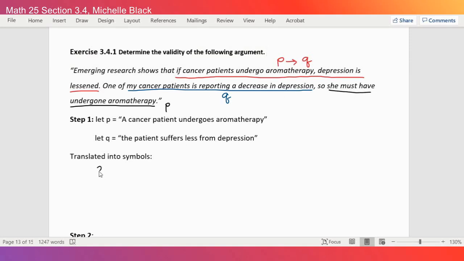Translated into symbols, I have if P, then Q, and Q, therefore P.